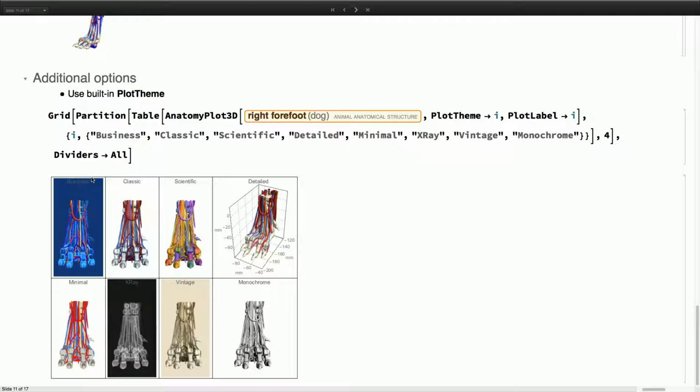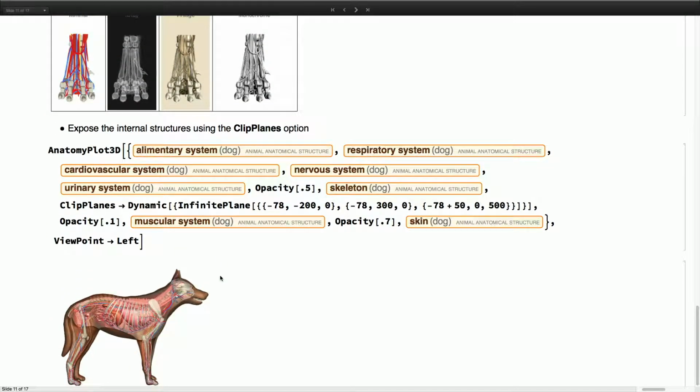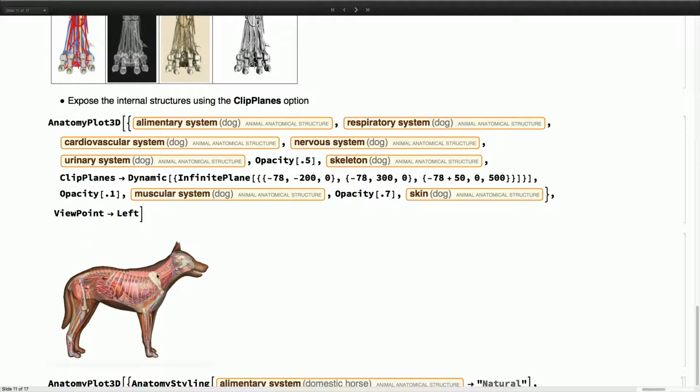And there are also additional options. For example, this plot theme is a very handy and nice feature that lets you add a scene of your interest to your graphical visualization, like this X-ray and vintage style. And in the following example, we use clip plane options to selectively cut the external layers of the structures to expose internal organs. In this case, we selectively cut muscle and skin layers to expose the internal organs of the dog.